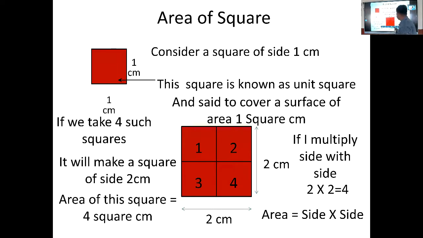In the last video, we have seen that if I take a square of 2 centimeter by 2 centimeter, then 4 squares of 1 centimeter by 1 centimeter can fit inside this square, and the area of this square is known as 4 square centimeter. Fine. We'll go for the next presentation.